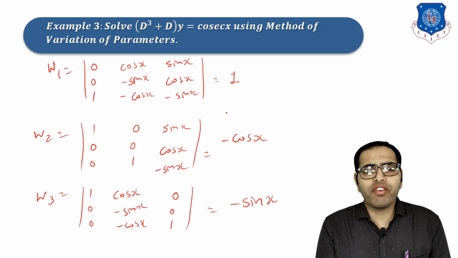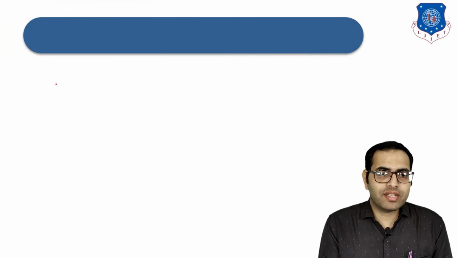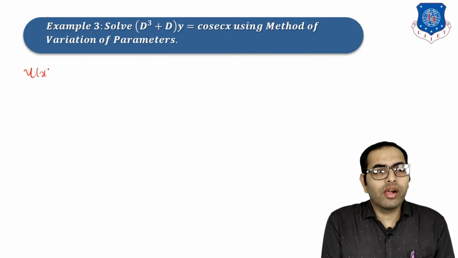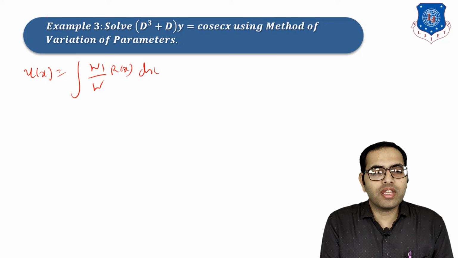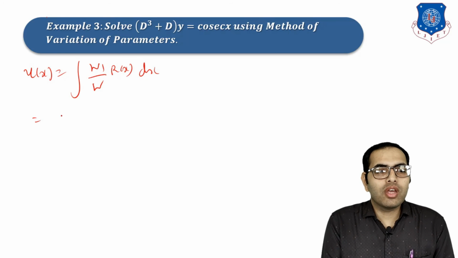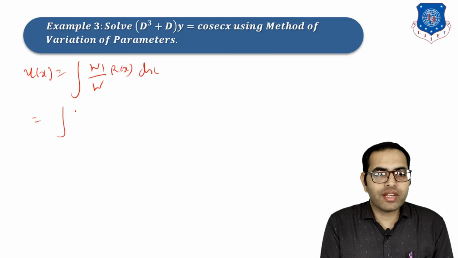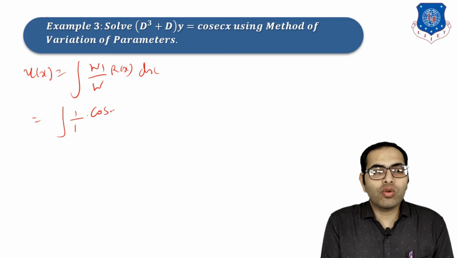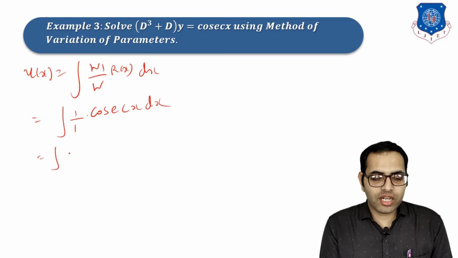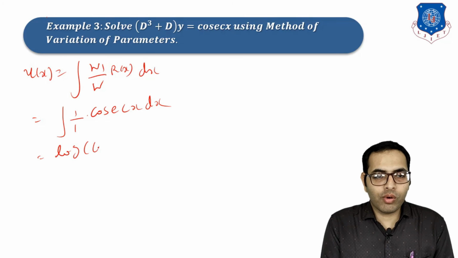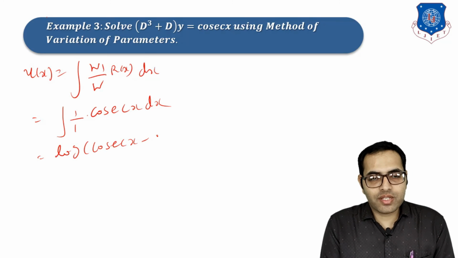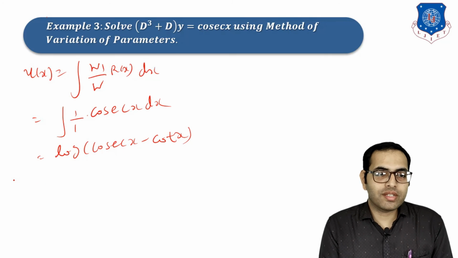Now we define the u of x, then we have the formula u of x equal to integral w1 by w into r of x dx. Here r of x can be written as q of x as well. Then w1 has a value 1 upon 1 into q of x which is cosec x dx. Now integral of cosec x is log mod cosec x minus cot x.